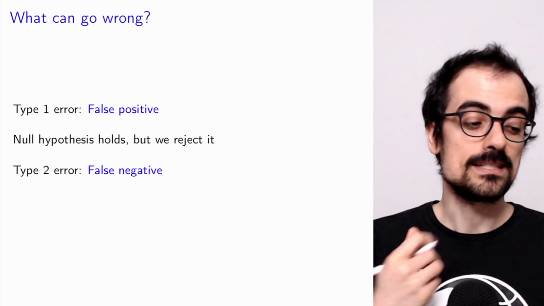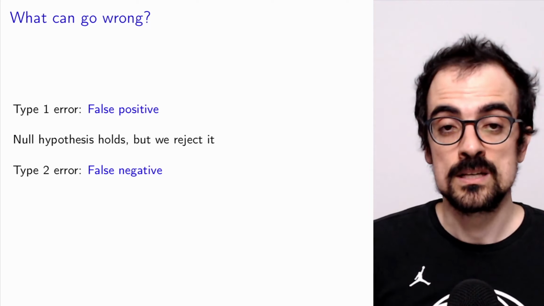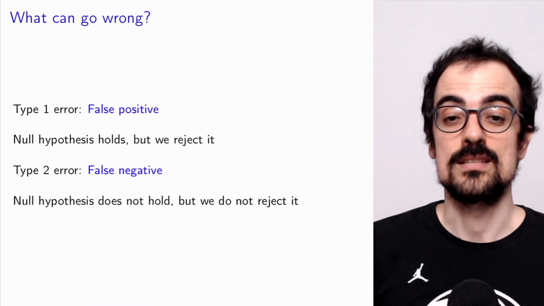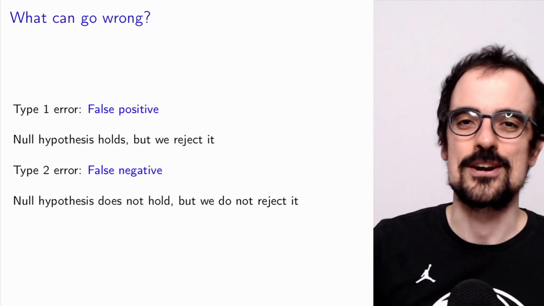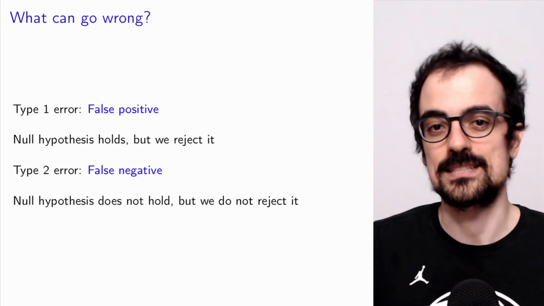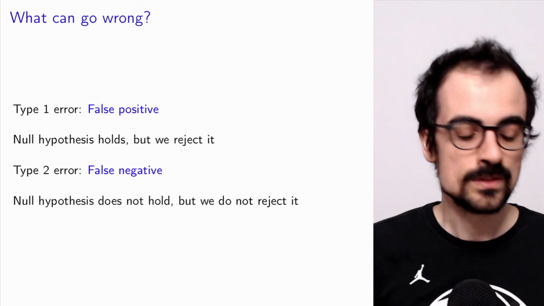Something else that can happen is a type 2 error, which is a false negative. It turns out that the null hypothesis does not hold, our original conjecture does hold, but we do not detect that. We are not able to reject the null hypothesis. That's a type 2 error or a false negative.